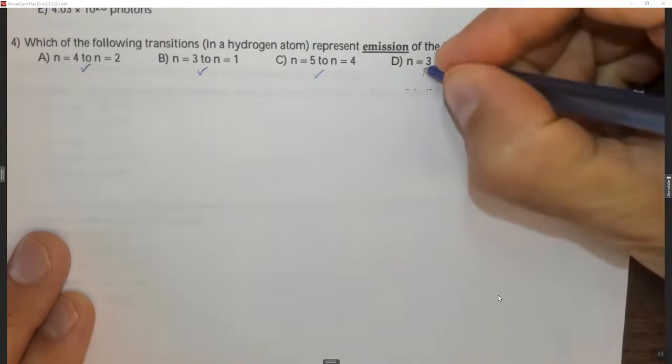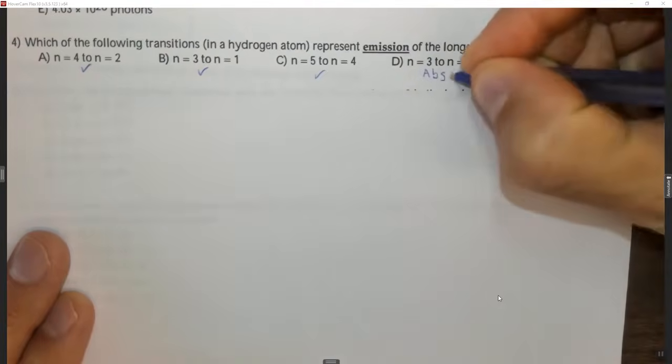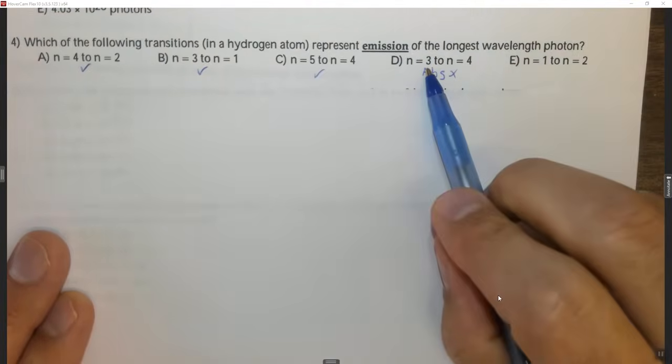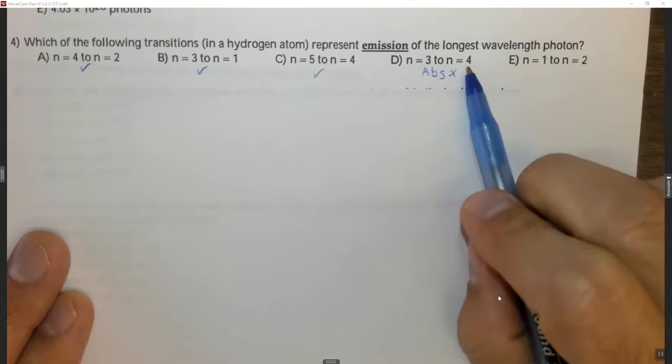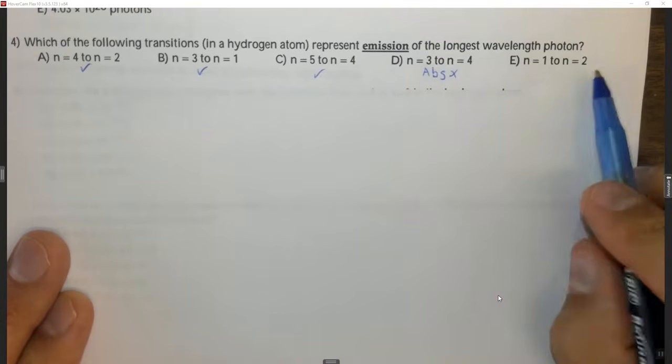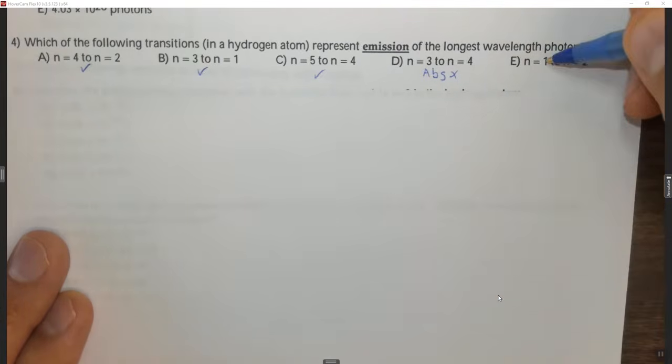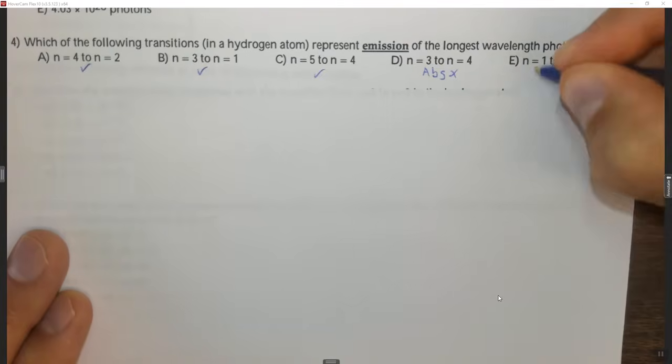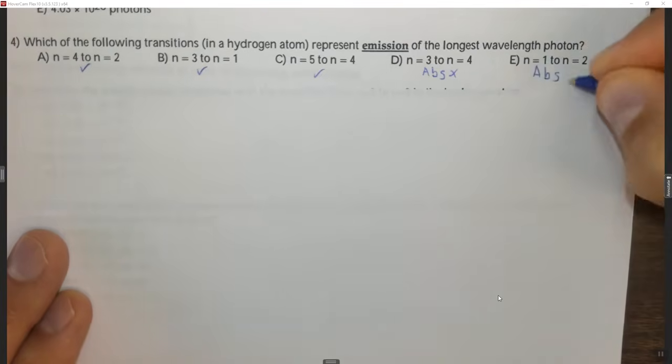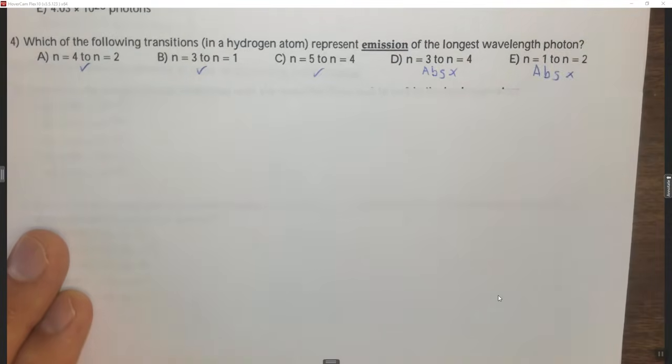3 to 4 is not an emission. This is an absorption because it started at a lower energy level and went to a higher energy level. And 1 to 2, same thing. It started at a lower energy level and went to a higher energy level. This is an absorption, and it can't possibly be the answer.